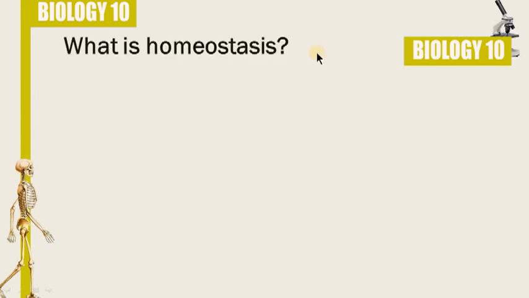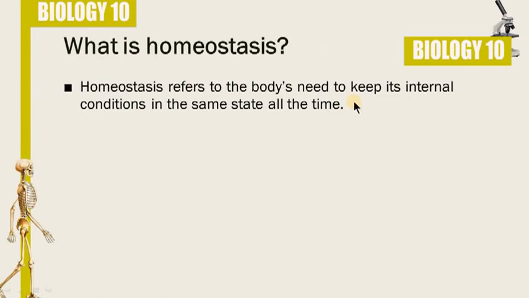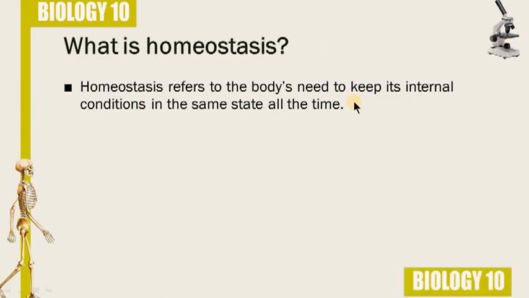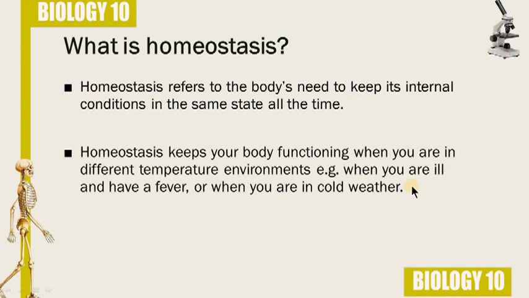What is homeostasis? Homeostasis is how the body keeps its internal conditions the same all the time. It also protects us when we're in extreme temperatures, for example when we're ill and our bodies rise in temperature, or when it's cold outside.